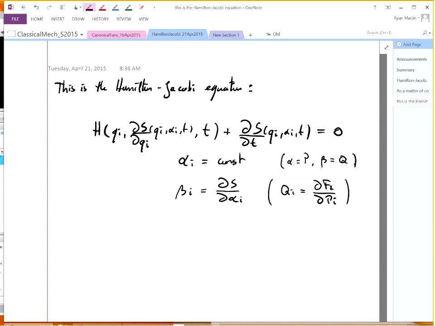So the way to think about this is we have this function S that depends on qi's and alpha i's, where alpha i's are constants. Once you know what S is, you get an additional constant of motion by doing ∂S/∂alpha i, and you'll get beta i. Okay, so that's the way to think of it. But it comes originally from thinking of the alphas and betas as P's and Q's.